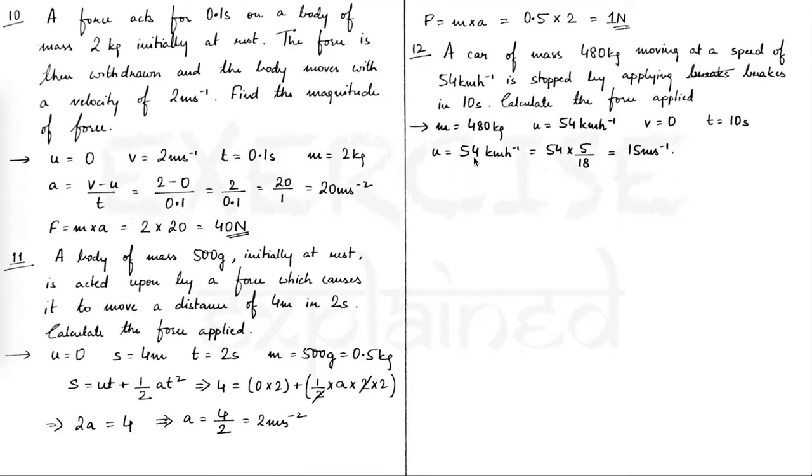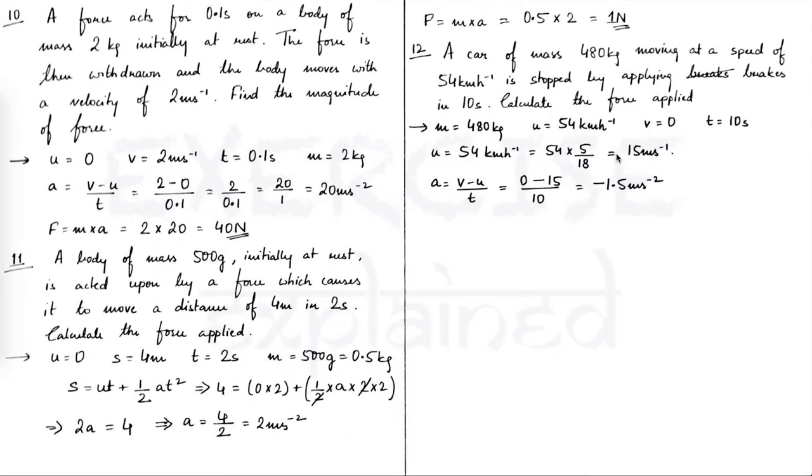So I convert 54 kilometer per hour to meter per second. That happens to be 54 into 5 by 18. So 18 into 3 is 54, so 3 into 5 gives me 15 meter per second. So initial velocity happens to be 15 meter per second.